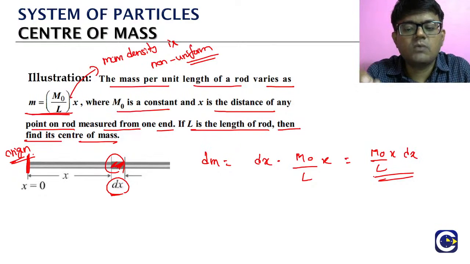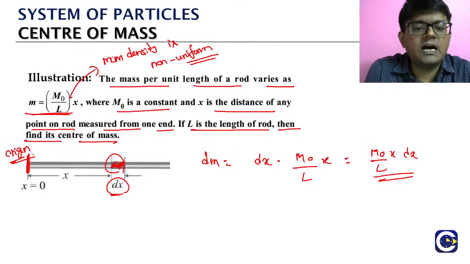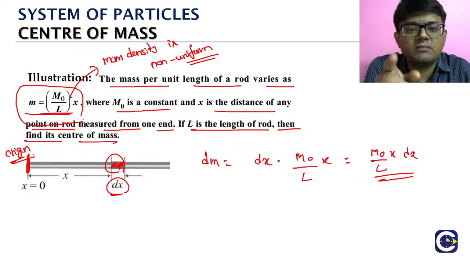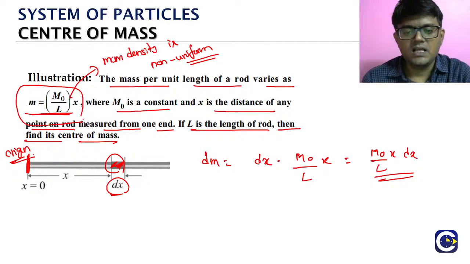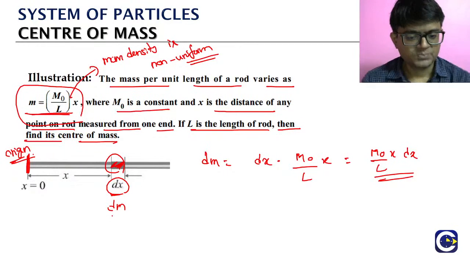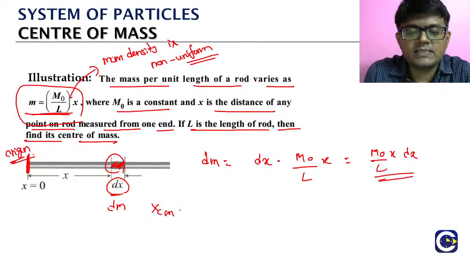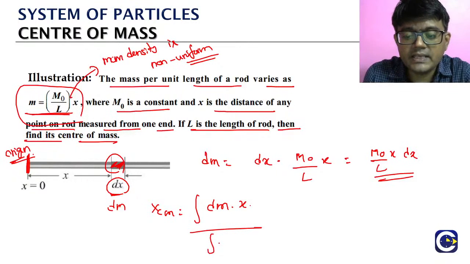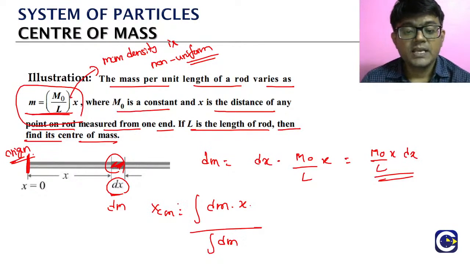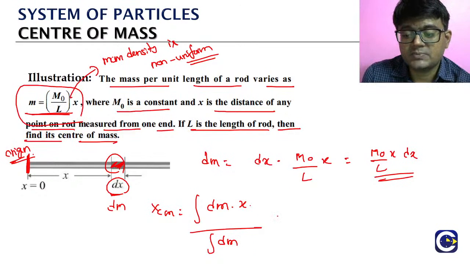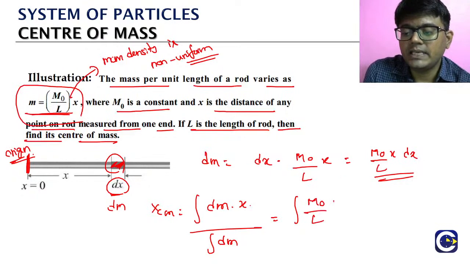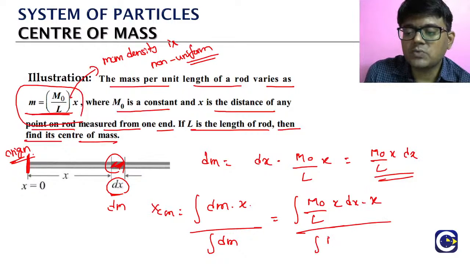How did it come? We are taking a small element dx on that rod at a position x. What is the mass of that small element? Mass per unit length is given, so mass per unit length multiplied by the length of the element dx is the small mass dm. Here only the x coordinate is needed. The center of mass x coordinate is integral dm into x divided by integral dm. What will the integration limits be? First we substitute the values: integral of m naught by L x dx into x, divided by integral dm.